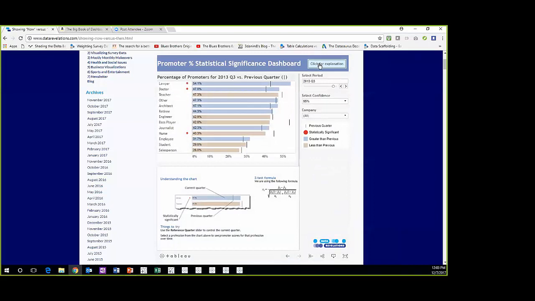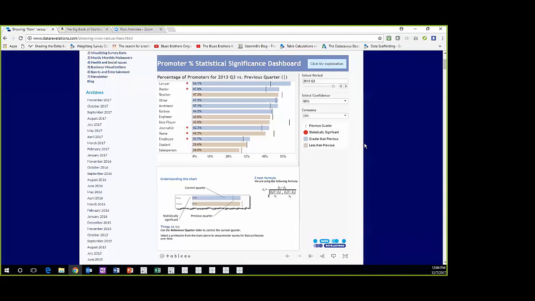You can program a z-test for statistical significance, and this is the one that I'm using. Build it right into Tableau. And I can choose whether I'm looking for a 90% significance or a 95% significance. So it's here, explain how to do it.